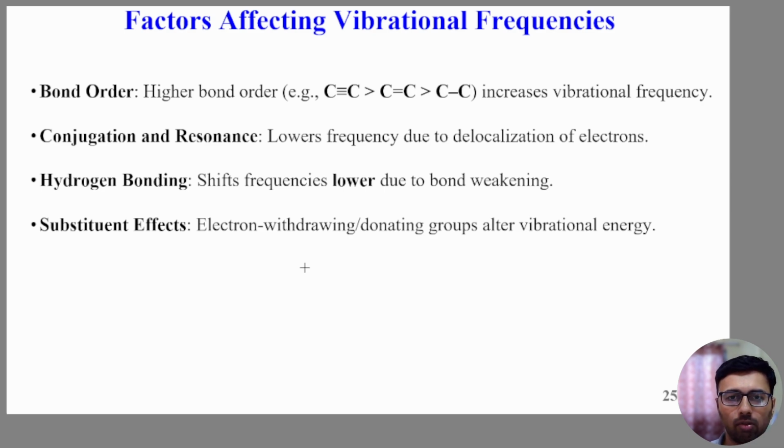Let us summarize today's lecture. We learned certain functional groups absorb infrared radiation at characteristic frequencies known as group frequencies. These frequencies depend primarily on bond strength and atomic mass. However, the molecular environment can shift these frequencies. Four major factors influence the vibrational frequency: bond order, conjugation and resonance, hydrogen bonding, and substituent effects. Understanding these effects allows us to interpret IR spectra much more intelligently and accurately.